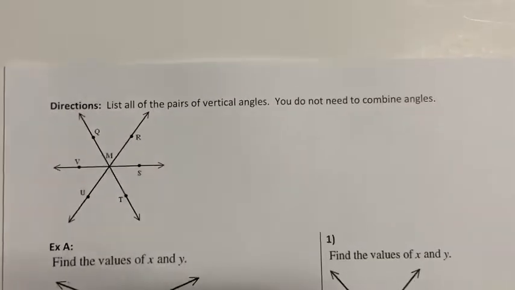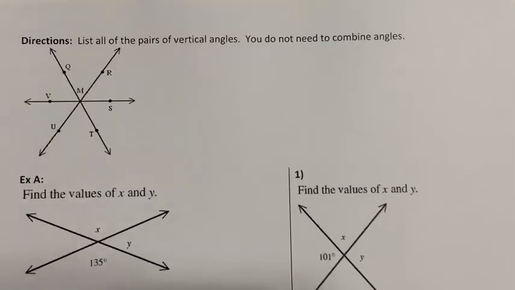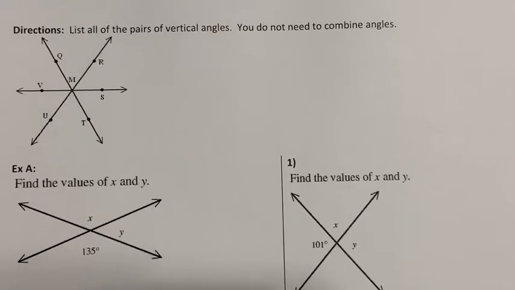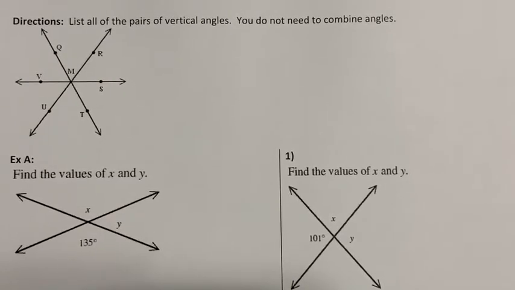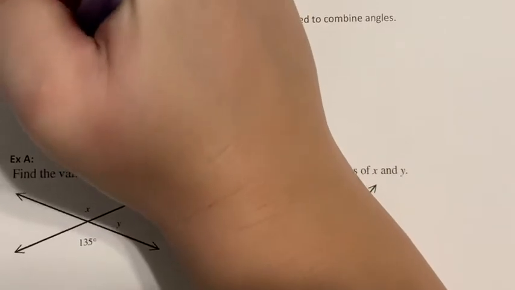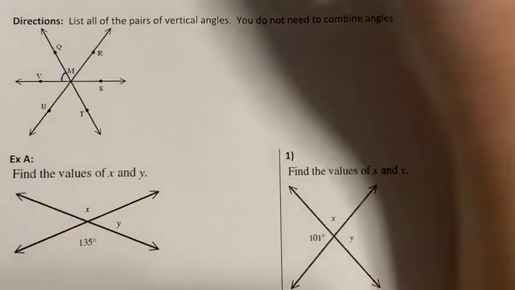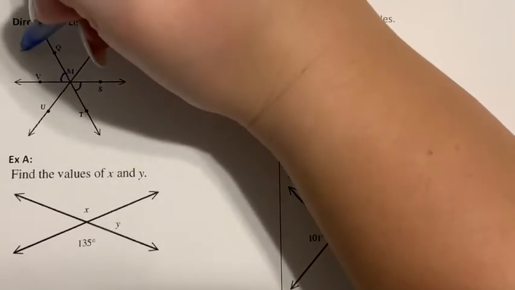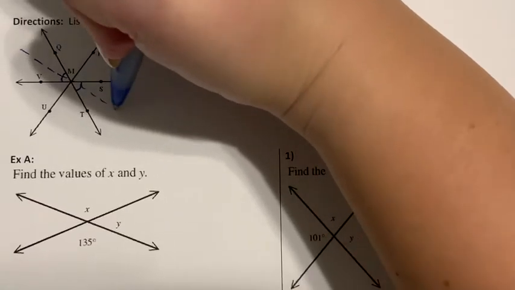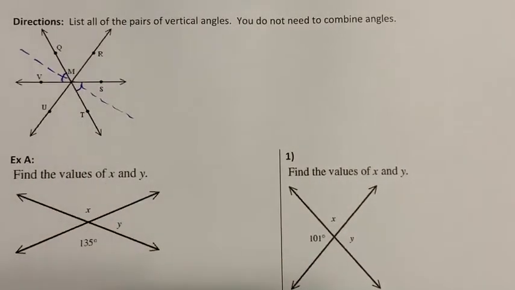Now that we have talked about what vertical angles are, what they look like, now let's do some more work with vertical angles. So our directions tell us to list all of the pairs of vertical angles, and we do not need to combine the angles. So we said that vertical angles are angles that appear across or opposite one another. So for example, right here, I have this angle, and the angle that must be opposite it would be right here. One thing I often tell students to do is with your pencil, you can draw a dashed line to find the angle that is opposite of it.